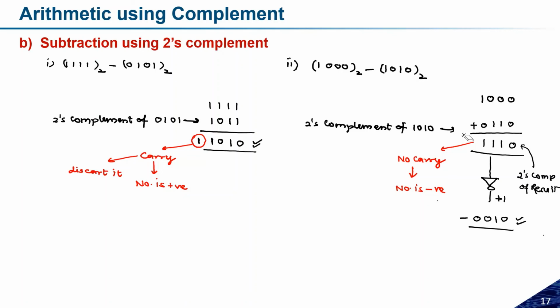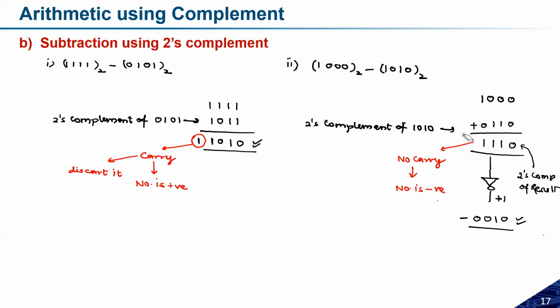At last, we again find the 2's complement. Yes, because of the results we got in the second case, if there is no carry, it means the result is negative, and it is in the 2's complement form. If it is in the 2's complement form, then I have to convert it into the actual result.